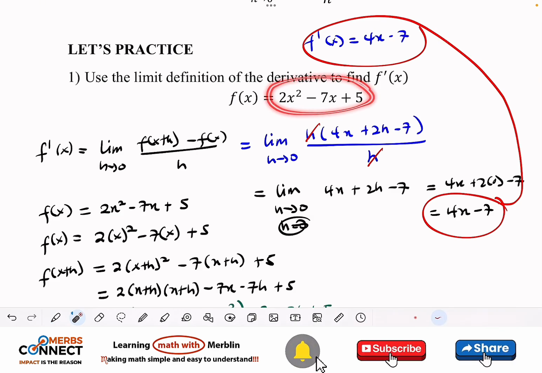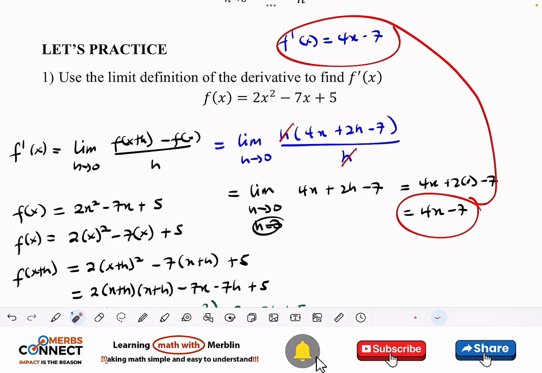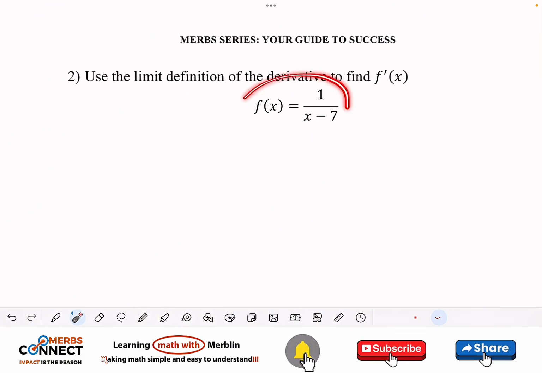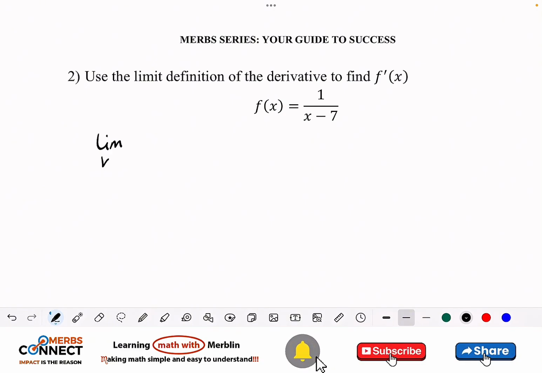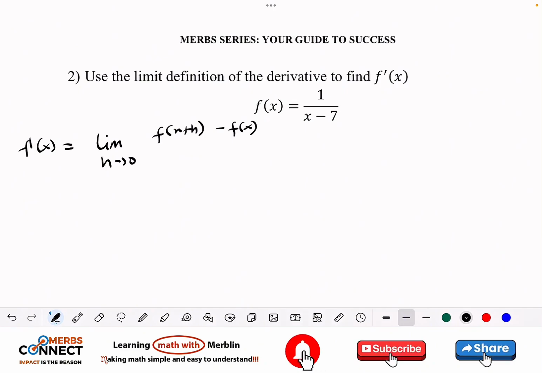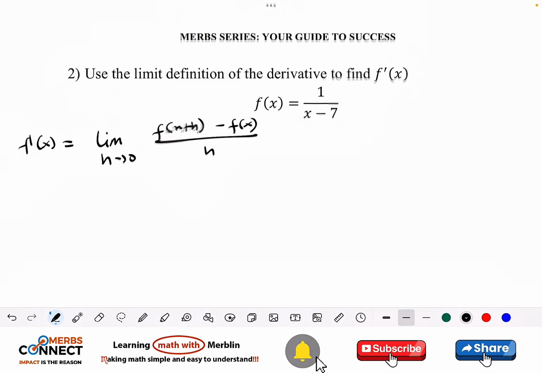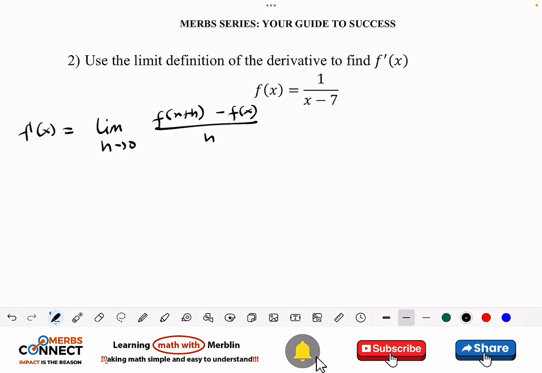So this is a polynomial function. Let's take another example which talks about a different function. Example: rational function. When I have a rational function, how am I going to go through the process? Let's see how we can work with a rational function. We know the limit definition. Let's write it down. f prime of x is the limit as h approaches 0 of f of x plus h minus f of x, divided by h. Don't forget, when I finish, I will give you a trial question to do. So stay here and let's learn together.